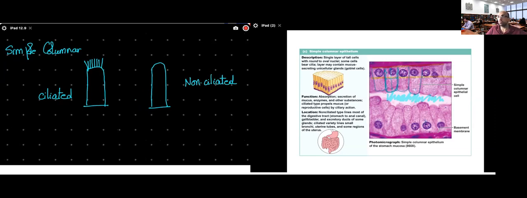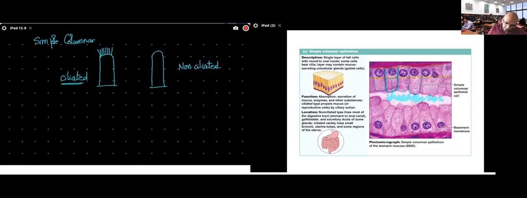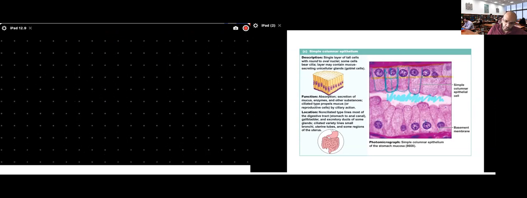So again, what are the two varieties of the simple columnar epithelium? It's either simple columnar ciliated or simple columnar non-ciliated. What is the function of the cilia? Cilia have the ability to move. They are motile. So where do you think you're going to need to have ciliated epithelium in your body? First location is going to be in the airways, small airways.